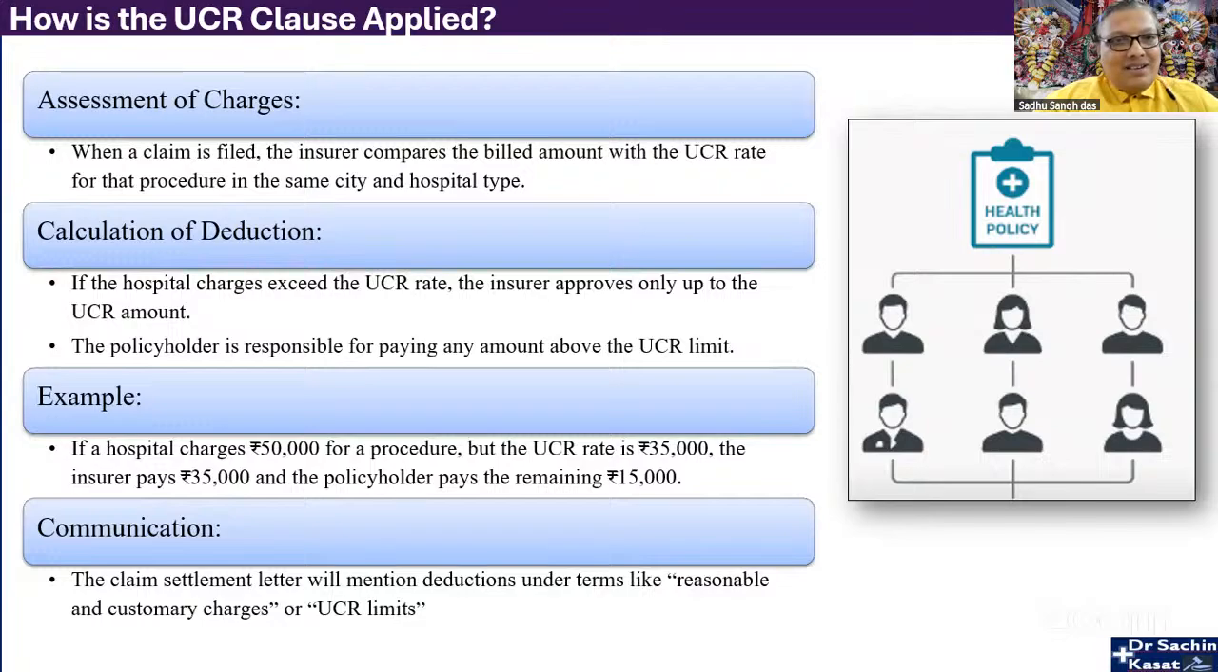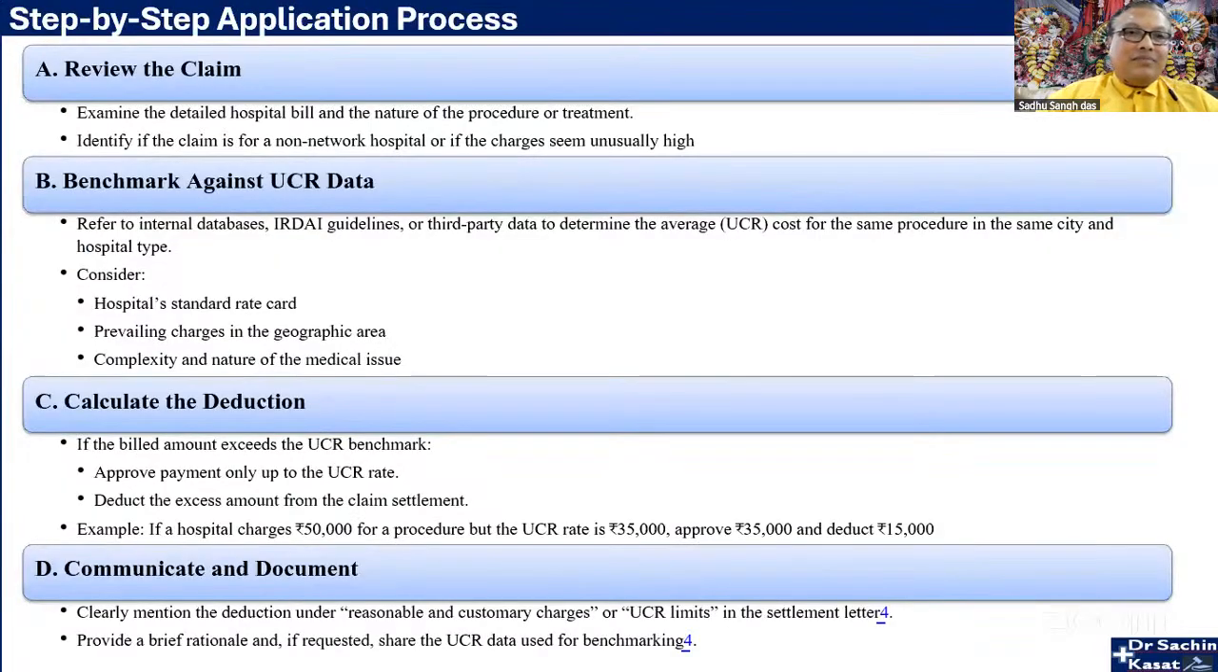Once that is done, if the hospital has charged more, then we approve only up to the UCR amount and the policyholder pays for the remaining amount. So if the charge is say 50,000, but UCR is 35,000, then we will pay 35,000, 15,000 is deducted, and then the communication has to be proper. Now this is a very important step. The claim settlement letter will mention the deduction under terms like reasonable and customary charge or UCR limits. So, step by step process.